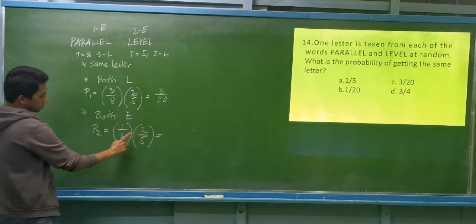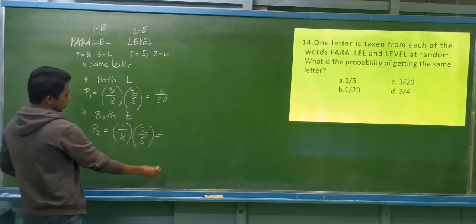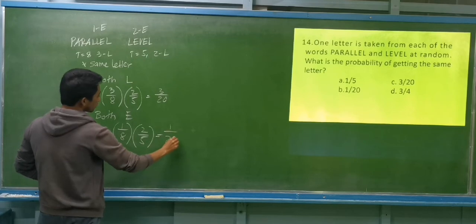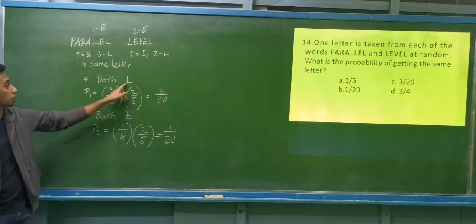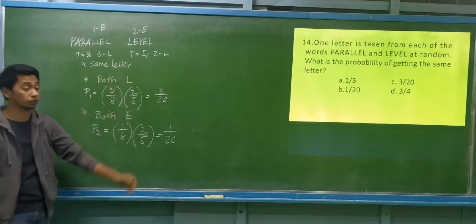So this is the same as 2 over 40. So pareho lang ito as 1 over 20. So yun yung probability number 2. Both E and both L. Wala namang ibang common letters.